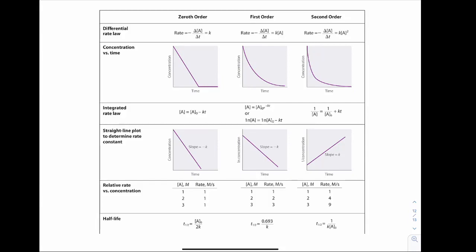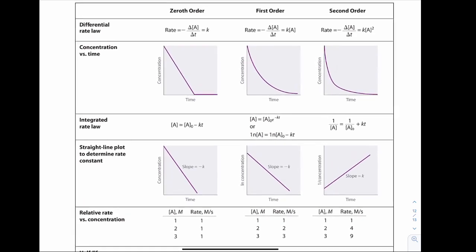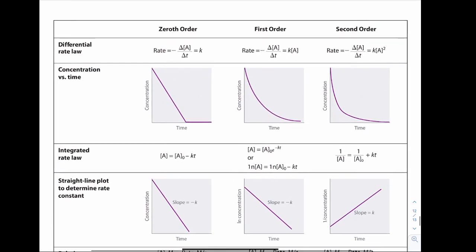In this video, we're going to go through examples using integrated rate laws. Before that though, I wanted to do a quick summary. So this is a handout that I do have posted on Canvas for you where we compare zero, first, and second order. So I'm just going to expand this a little bit so it's a little easier for you to see.